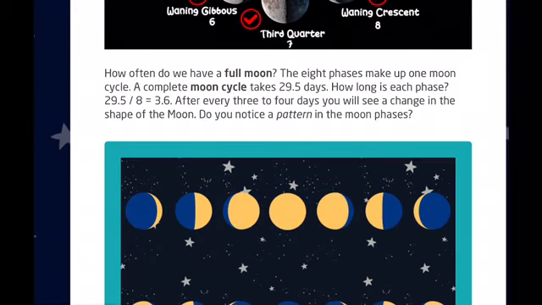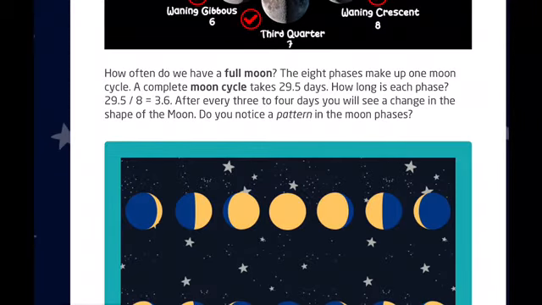It says, how often do we have a full moon? That is something that I wish I could know, how often we have a full moon, okay? Because it's so rare where I see it full, and it's really cool when I see it in a different color. The 8 phases make up one moon cycle. A complete moon cycle takes 29.5 days.